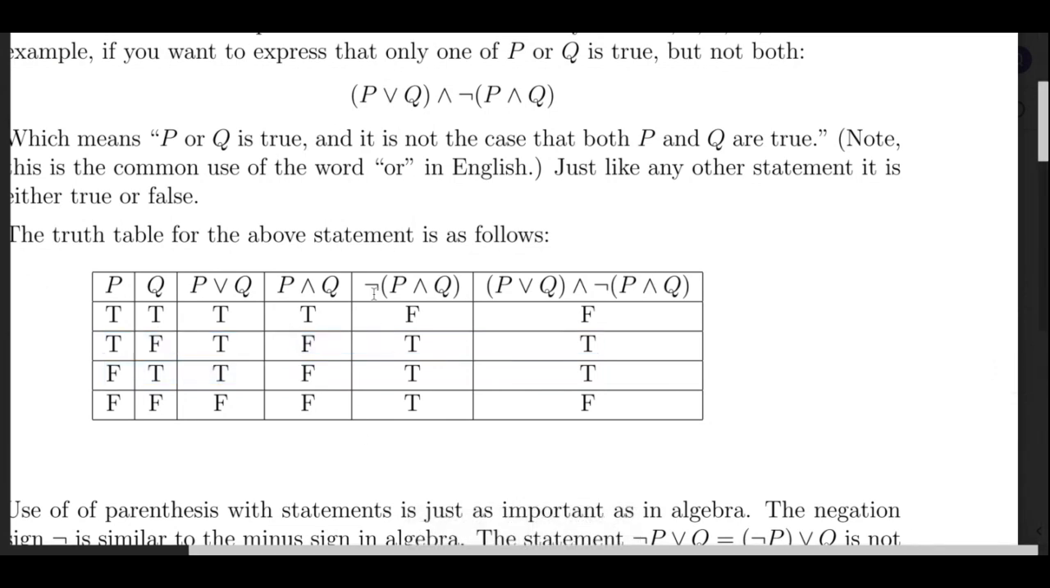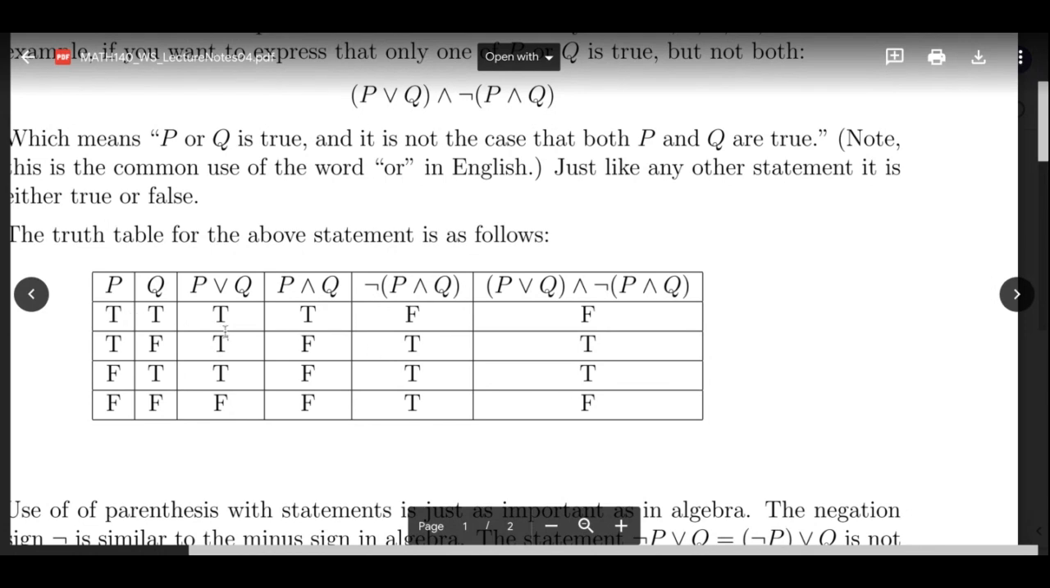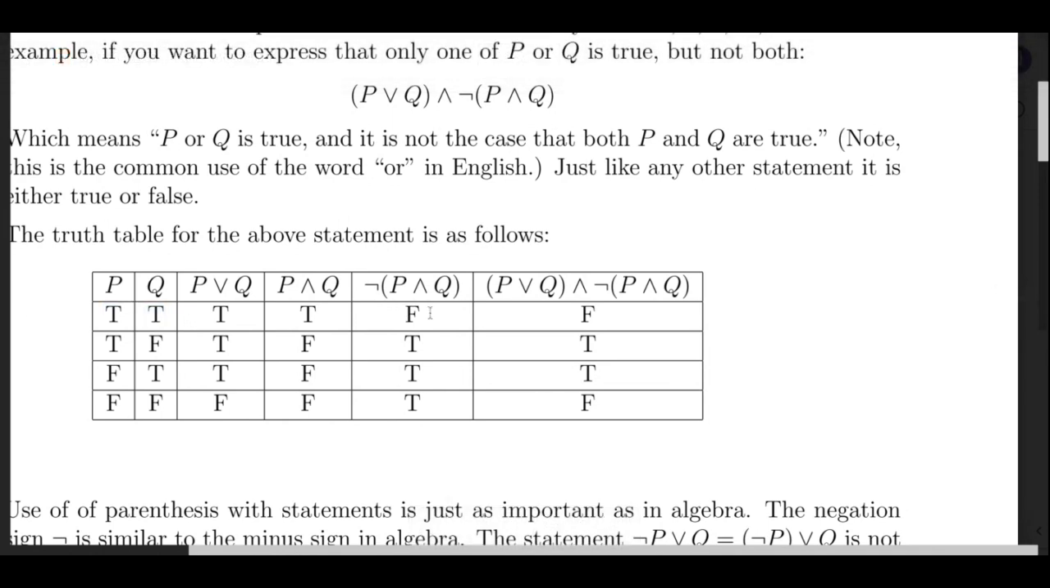Now let's negate. So not P and Q. Not P and Q. That means not P or not Q. Okay? So if both true, then not P and Q false, because we just negate this one. So not P and Q, so just negate the previous column.